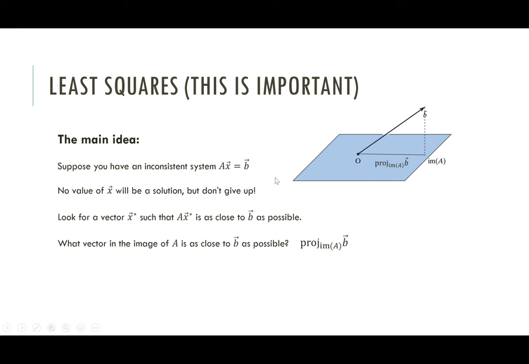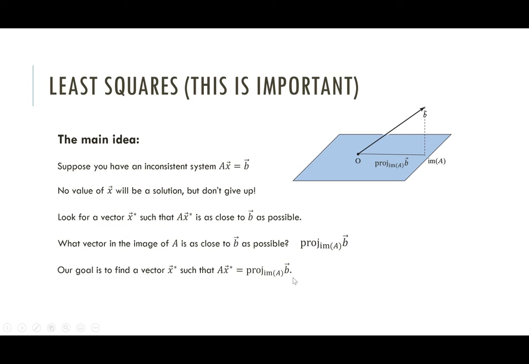So, okay, we've got an inconsistent system. No solution will work. But we say, all right, how close can we get? We want the value of X, we'll call it X star, such that we get as close as possible to B. And we realize that means that AX star has to be the projection of B. So now this is our revised goal. Our revised goal in least squares is to find a vector X star such that AX star is the projection of B onto the image of A.